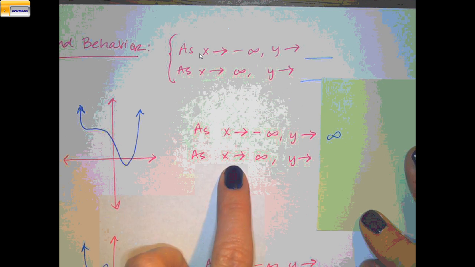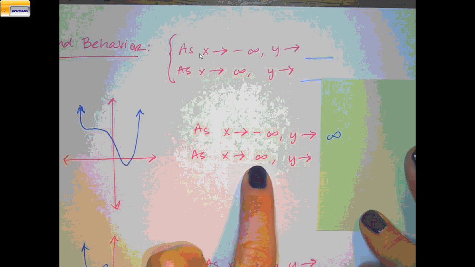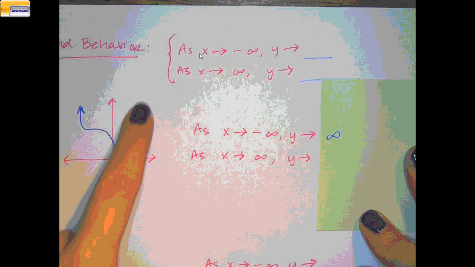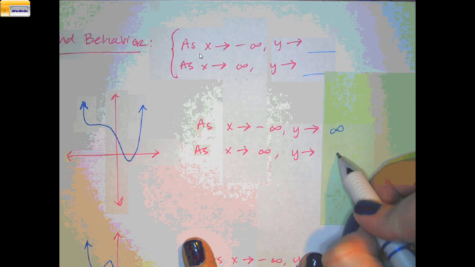As x nears positive infinity, which way is that? Right, so I follow the graph going right. What's happening to the y values? So that's also going to be positive infinity.